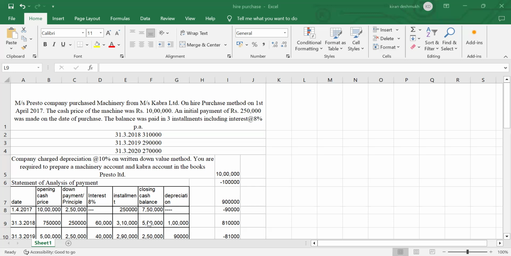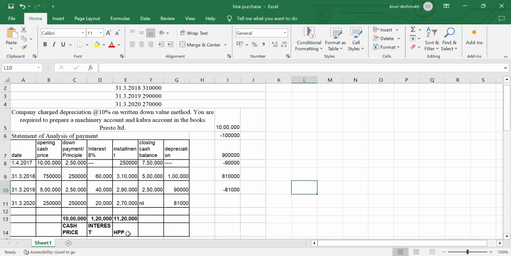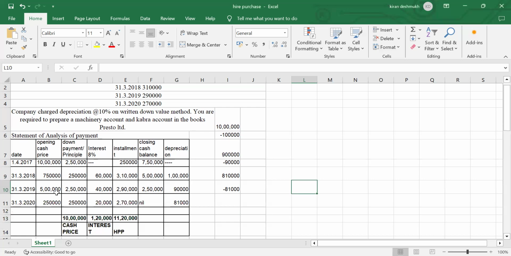Moving to the next part, 31st March 19. For this particular year, opening will become closing. So we have recorded 5 lakhs, and interest at the rate of 8% is 40,000. For the second year, installment amount including interest, 2,90,000, is recorded over here. We have 40,000. So principal amount will be 2,50,000. Closing balance at the end of second year is 2,50,000.